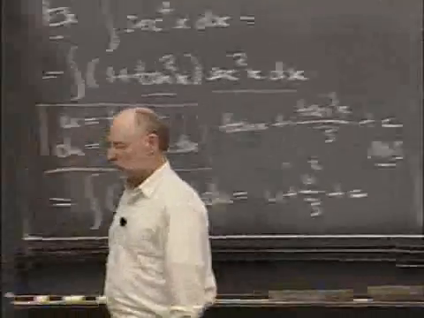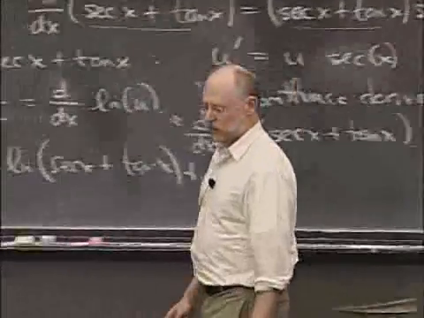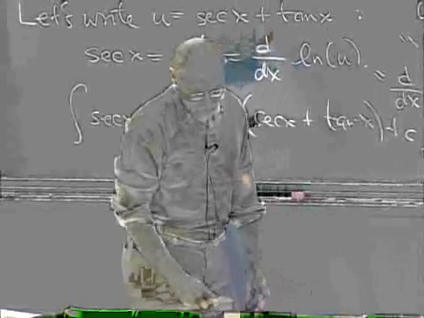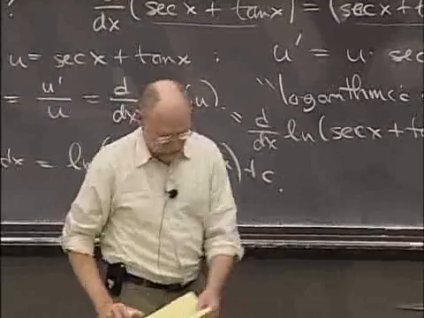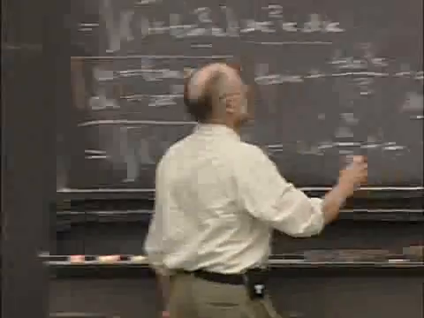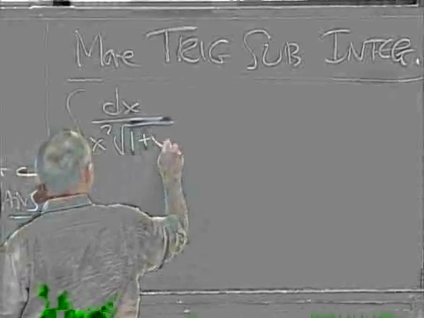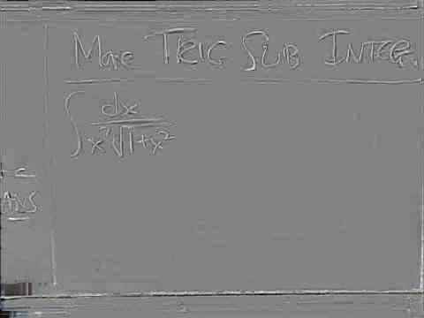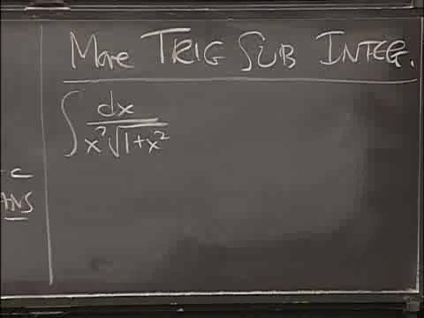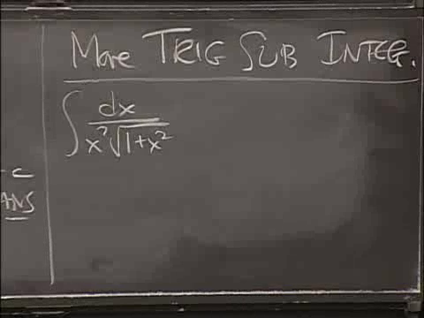So we did a little bit of this yesterday, and I'll show you some more examples today. Let's start with a pretty hard example right off the bat. So this is going to be the integral of dx over x squared times the square root of 1 plus x squared. Okay, it's a pretty bad looking integral. So how can we approach this?